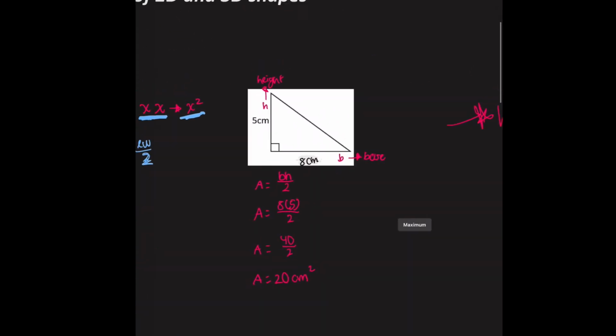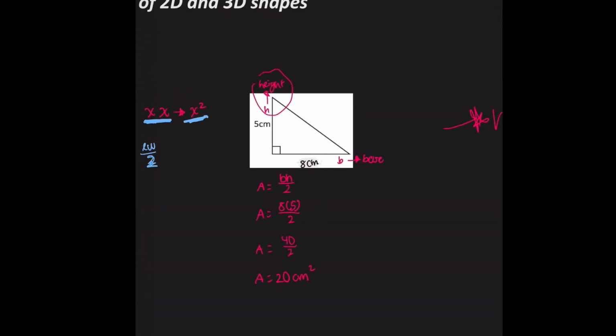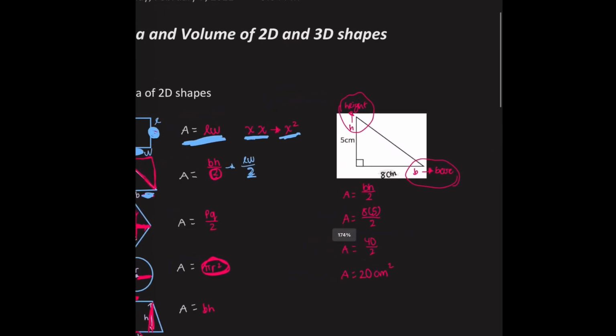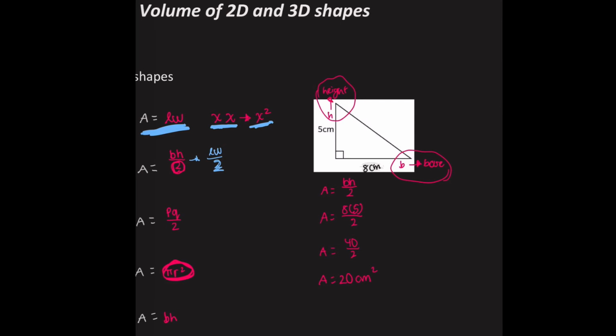And here's a practice problem. Up here, you can see we've got the height, and here we've got the base. So you do the formula for a right angle triangle, which is base times height divided by 2. As you can see, the base is 8 and the height is 5, and then you would divide it all by 2. So the top fraction, 8 times 5, is 40, divided by 2. That would equal 20.